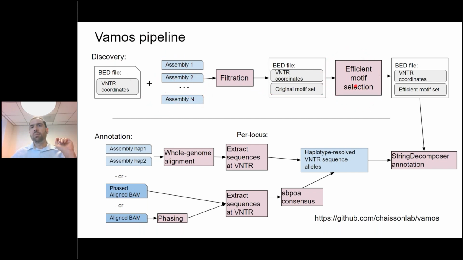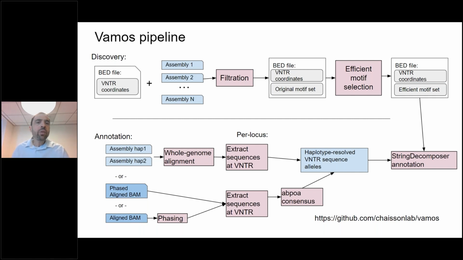And then we run this optimization step to select an efficient set, and we're left with finally a piece of data that's essentially a bed file: a set of VNTR coordinates, and for each tandem repeat in the human genome, a list of the various motifs that we've found to be the best ones to represent that tandem repeat with.